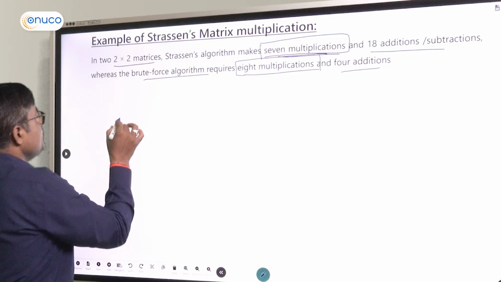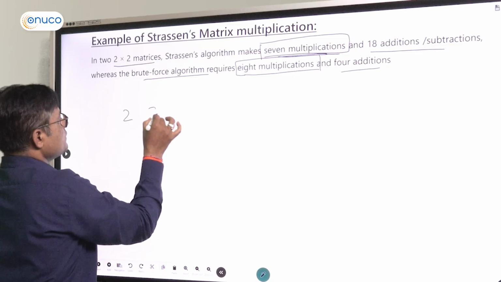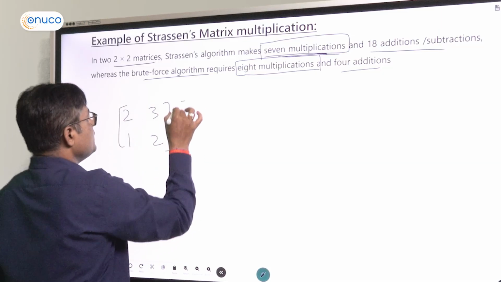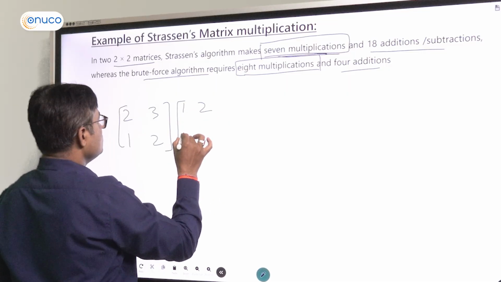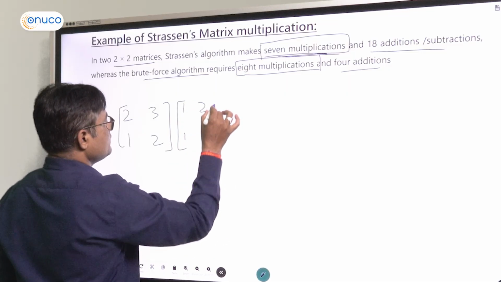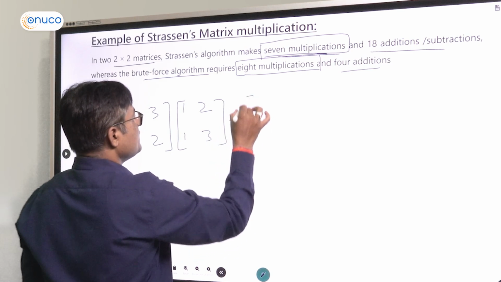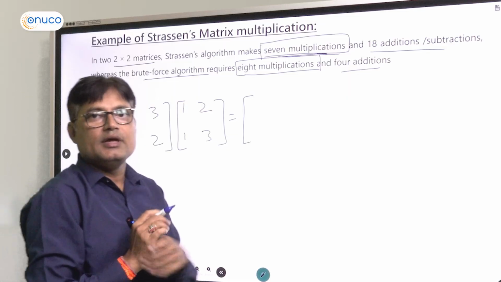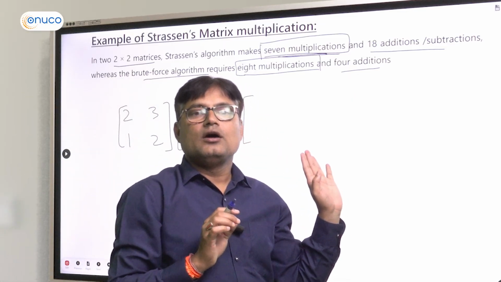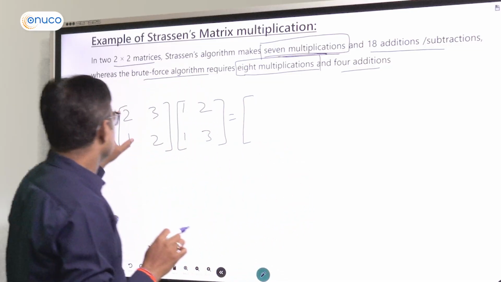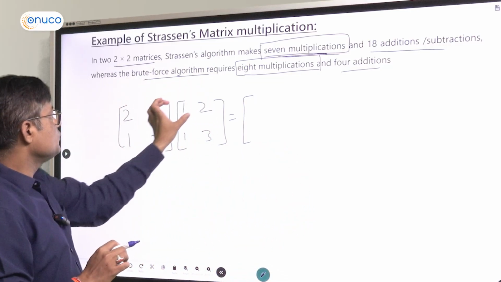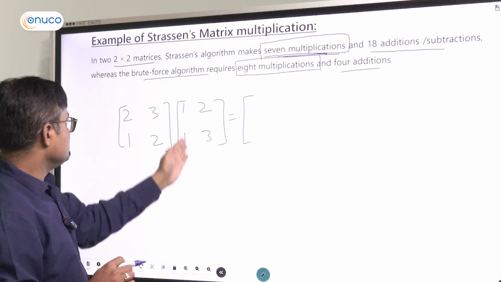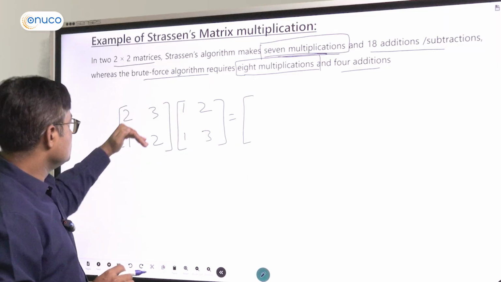So, let us see, if you have a matrix 2, 3, 1, 2, right? And you are going to multiply it with another matrix 1, 2, 1, 3, right? So, how are you going to perform the task? We are going to multiply, and the multiplication rule is the same in both the functions, right? The number of columns of the first matrix must be equal to the number of rows of the second matrix, right? So, we are going to multiply like this: row, column, row, column.